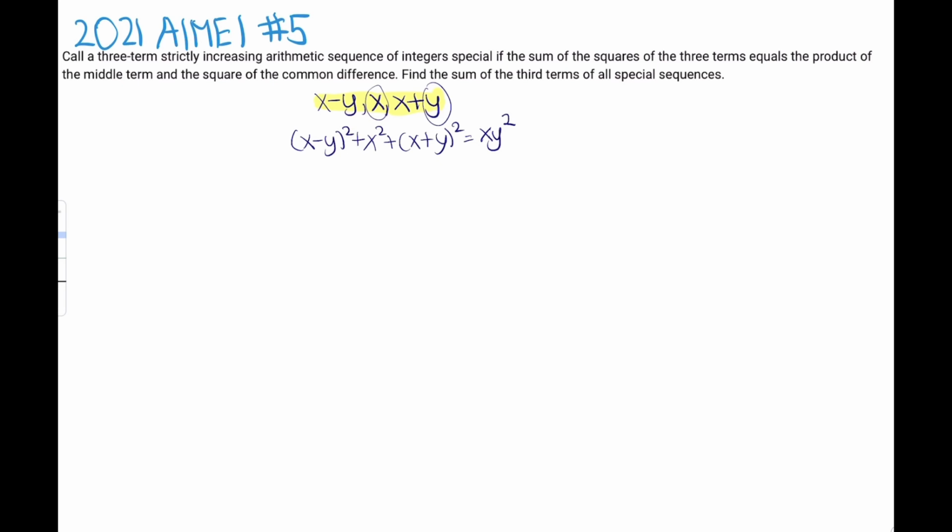So as you can see, assigning the terms x minus y, x, and x plus y is a lot smarter than just putting x, x plus y, x plus 2y. It cancels out some stuff, and we'll see later. So now let's simplify this equation. x squared minus 2xy plus y squared plus x squared plus x squared plus 2xy plus y squared equals xy squared. And as you can see, the two xy terms cancel out, which makes it a lot easier. So 3x squared plus 2y squared equals xy squared.